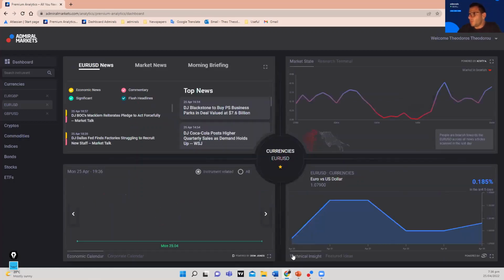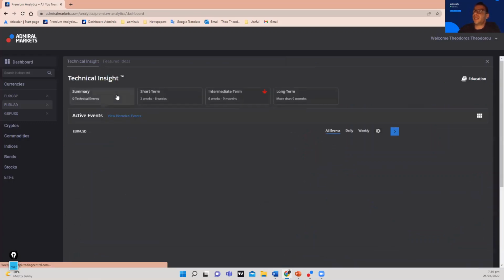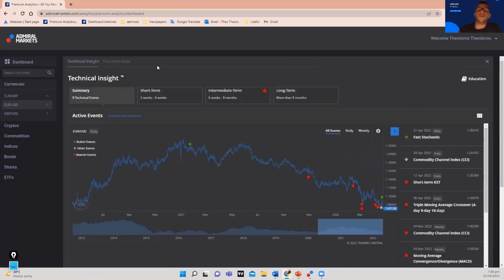Now, we go to the technical insight. This is especially for new traders. This is a very nice feature, which I personally love. Okay, now still, if you see here, EUR/USD, we are on a summary between less than 2 weeks, so anywhere between 1 day to 2 weeks period.